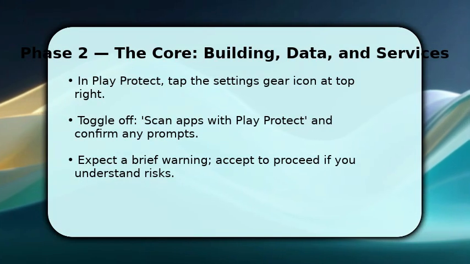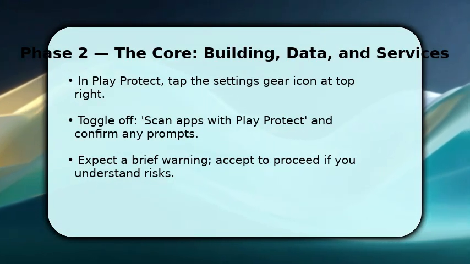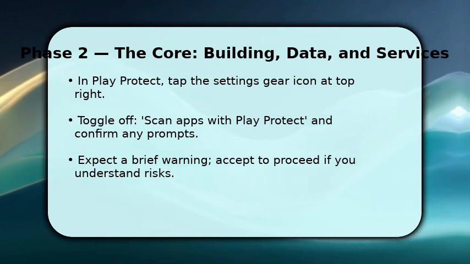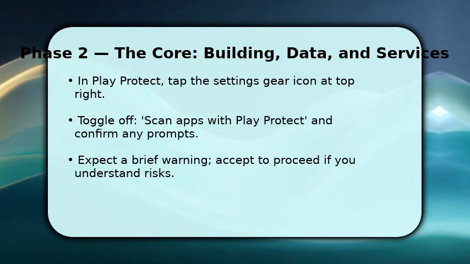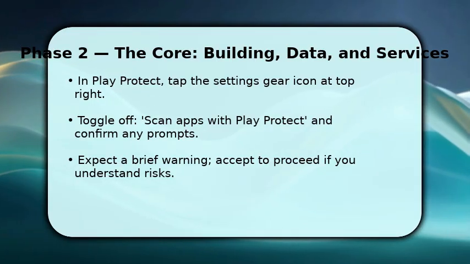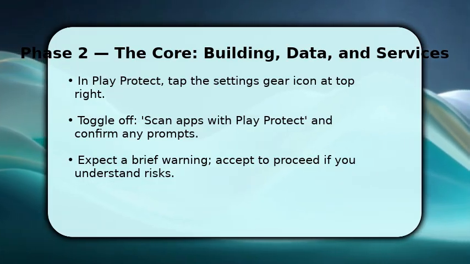Once in Play Protect, tap the settings gear in the upper corner to reveal controls. You will see Scan Apps with Play Protect. Flip that toggle off, and when a confirmation appears, accept it if you understand the trade-offs. Make sure to read the warning because disabling scanning removes automatic checks.